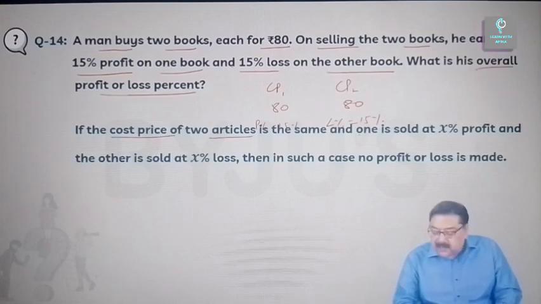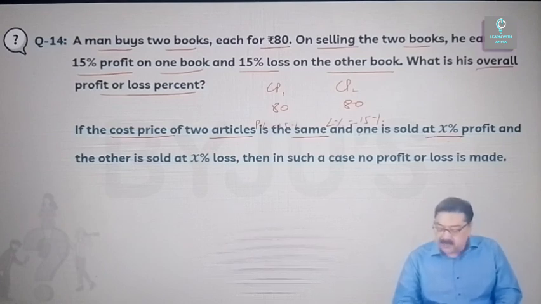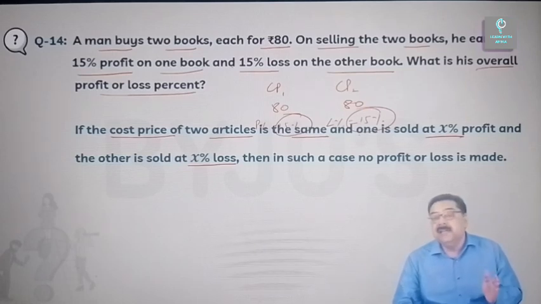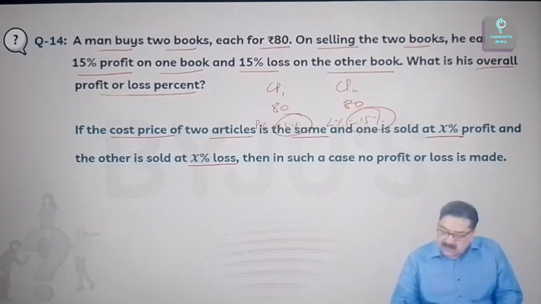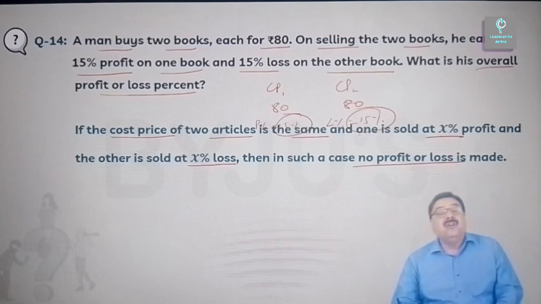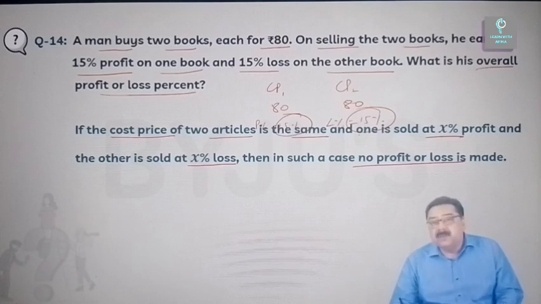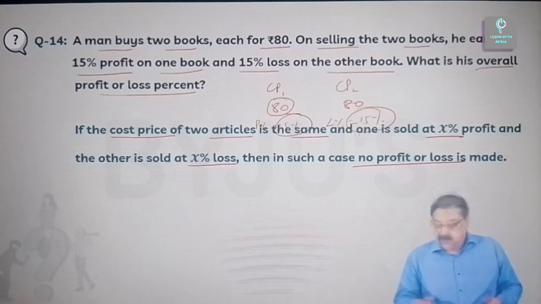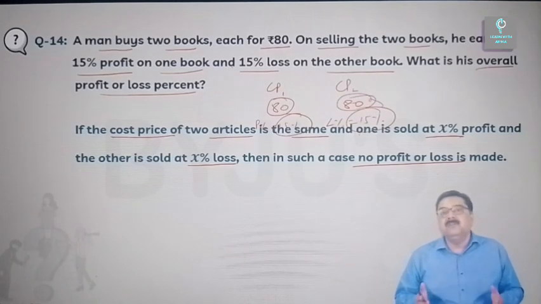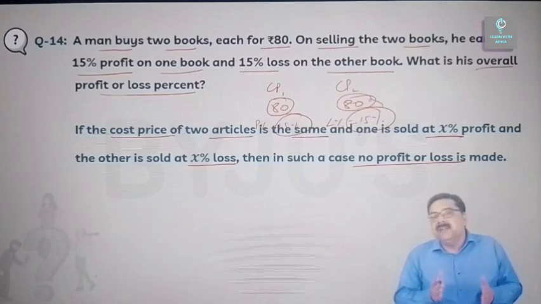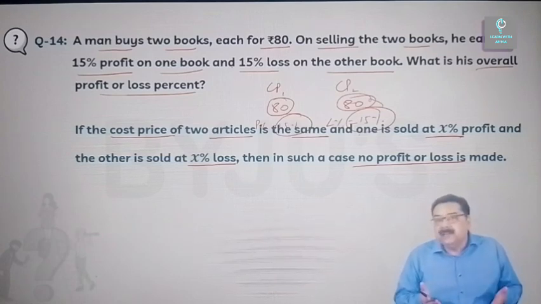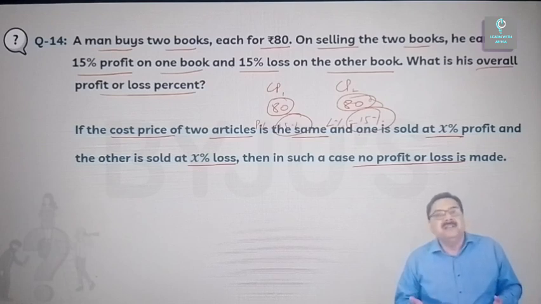Well, the cost price of 2 articles is the same, and one is sold at X% profit and the other is sold at X% loss. The profit and loss earned in each case bears the same value, 15% profit, 15% loss. So hence no profit or loss can be made because profit or loss will be calculated on cost price. So 15% of rupees 80 is the profit made, so positive amount. So 15% of rupees 80 is the loss made, so negative amount. Both amounts are equal because 15% is being calculated on rupees 80. So as both amounts are equal, one is positive, the other is negative, they will cancel each other. So no profit, no loss.